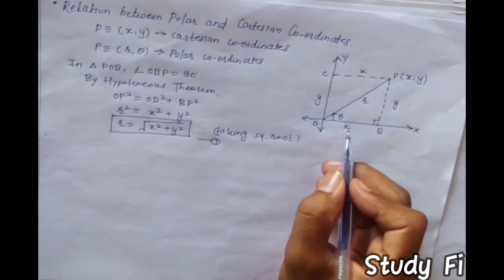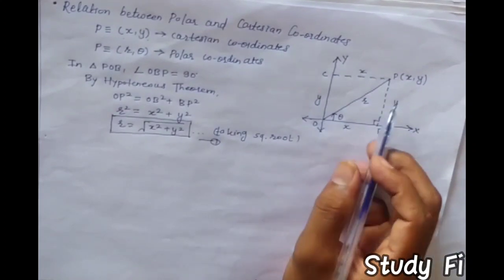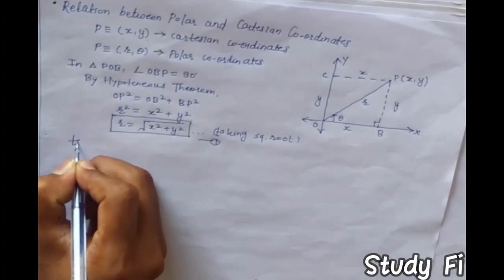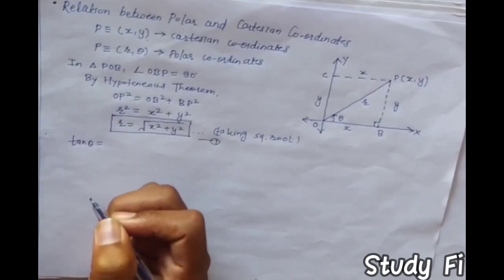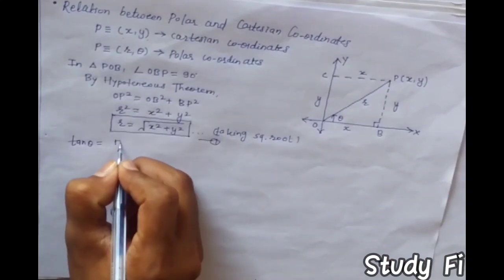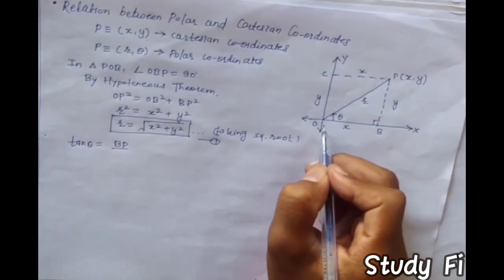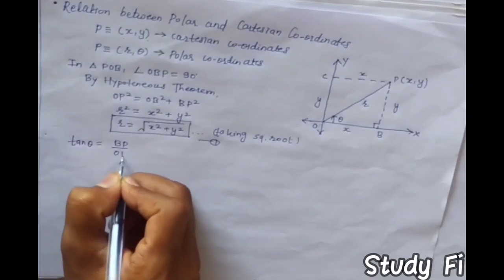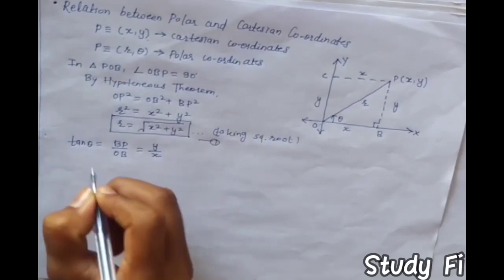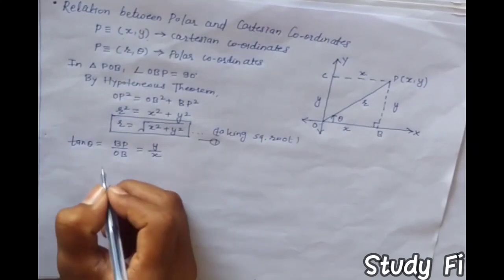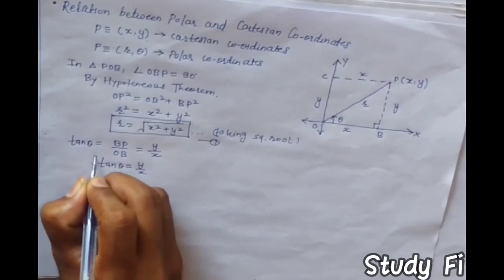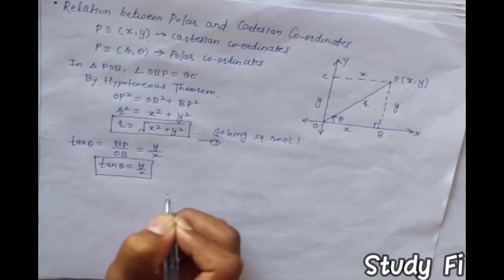Now in the same triangle POB, if I want a trigonometric function, that is tan theta, then tan theta is what? It is the ratio of the opposite side, that is BP, to the adjacent side, that is OB. So BP is y and OB is x. So tan theta is equal to y upon x. So we obtained tan theta is equal to y upon x. This is another important equation.